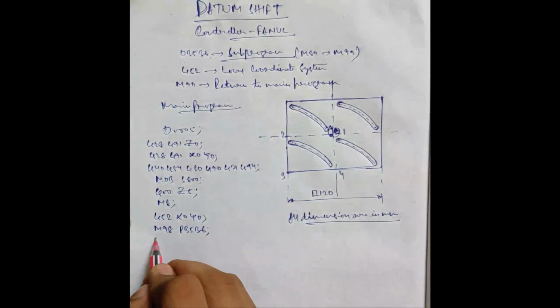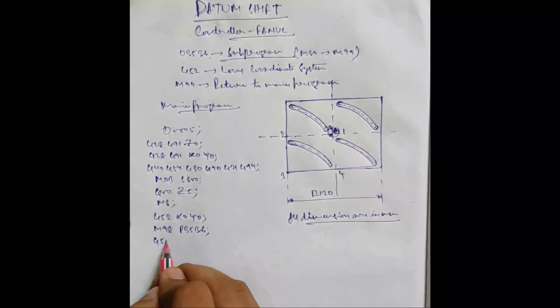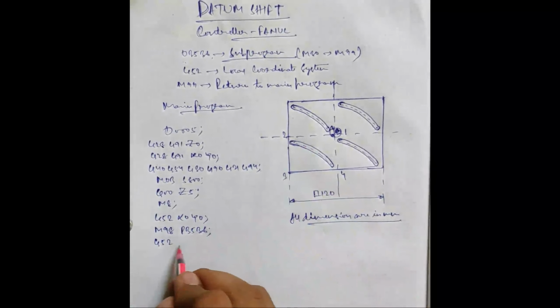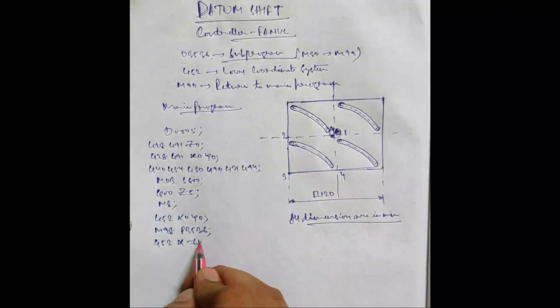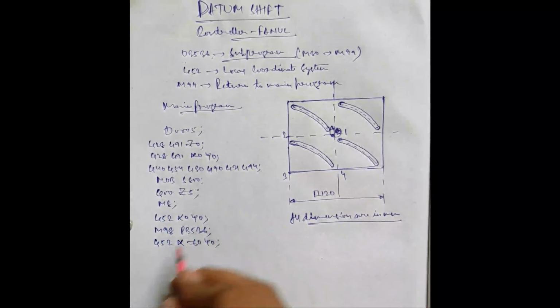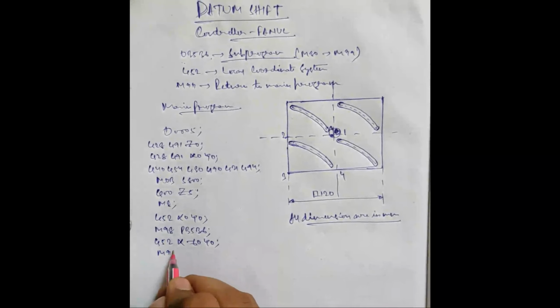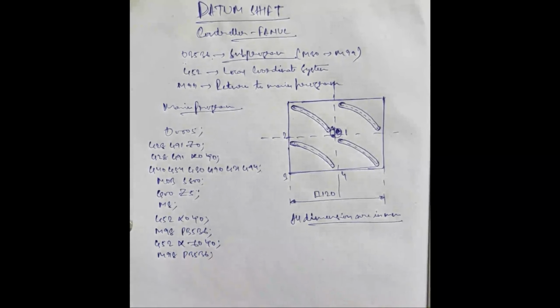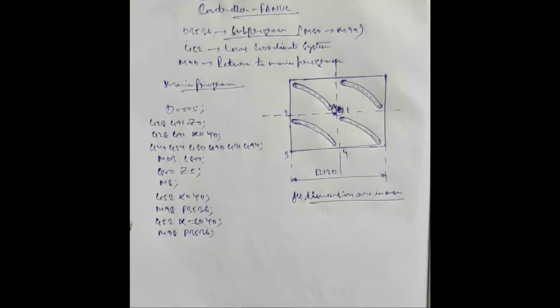Then write G52. What is the coordinate for point number 2? X minus 60, Y0. Then call that subprogram, M98 P3536. After writing these two lines, the polar slot will be made over here.